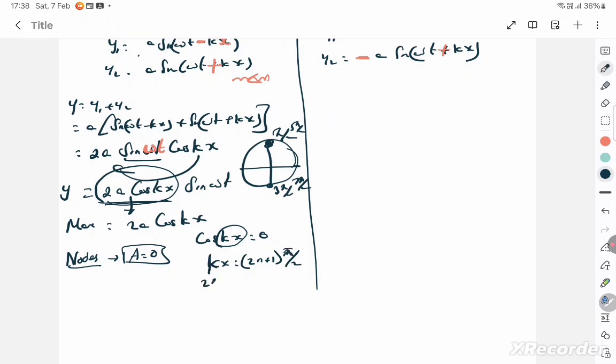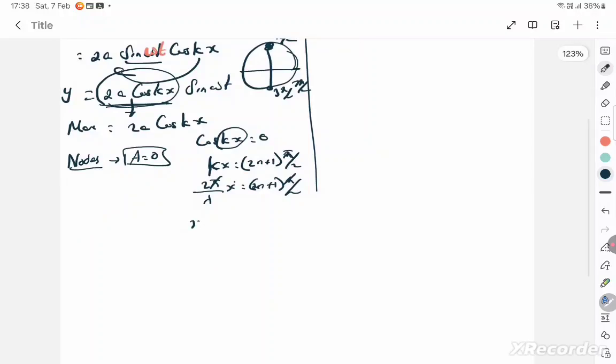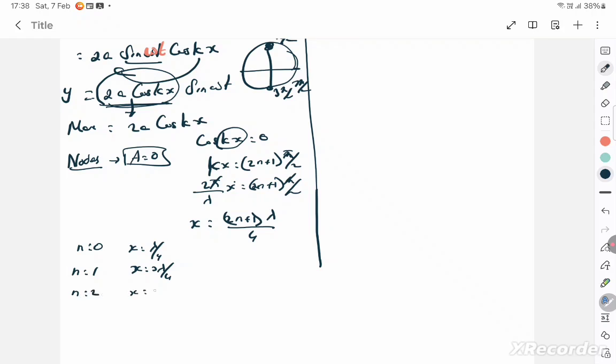Now what is k? k is the propagation constant, which is 2π/λ, equal to (2n + 1) π/2, where π and π get cancelled. From this you can write x is (2n + 1) λ/4. Put n equal to 0, you get x equal to λ/4. Then put n equal to 1, you get 3λ/4, and n equal to 2, you get x equal to 5λ/4. These are the points at which I'm getting the nodes.